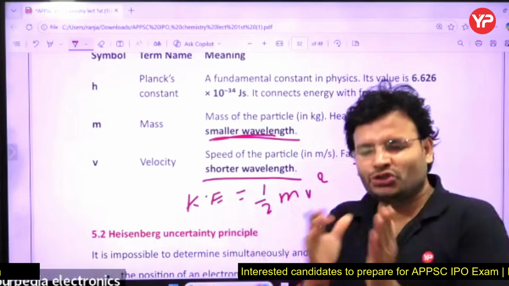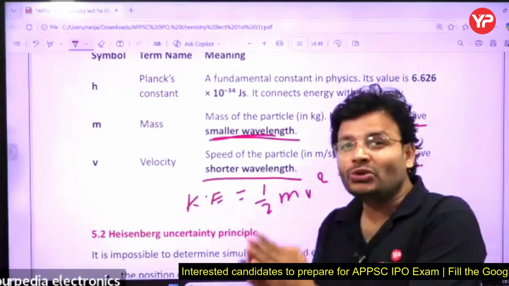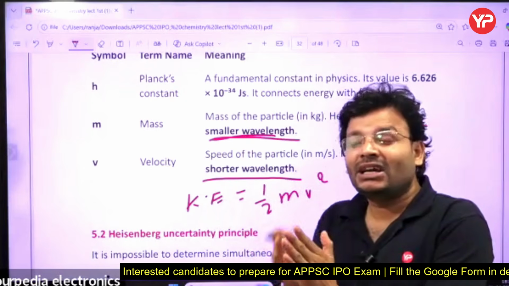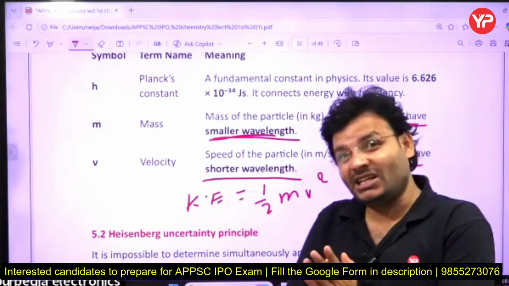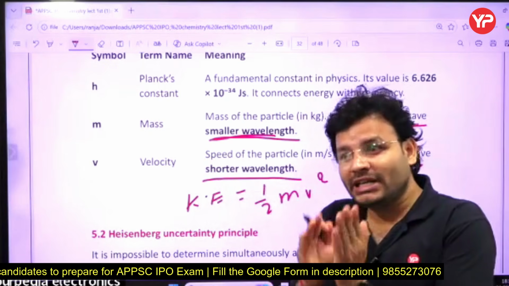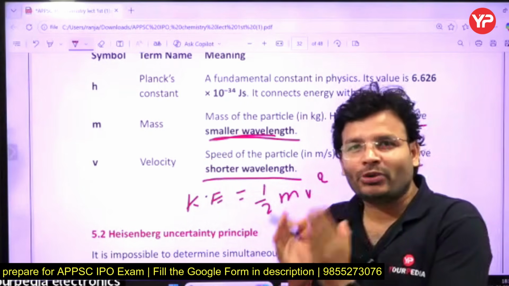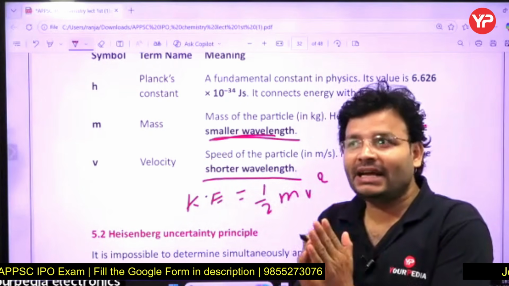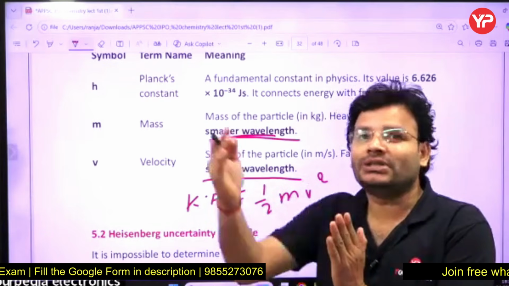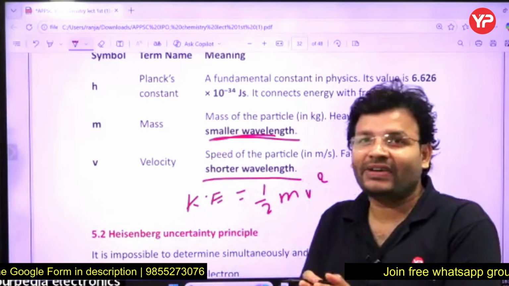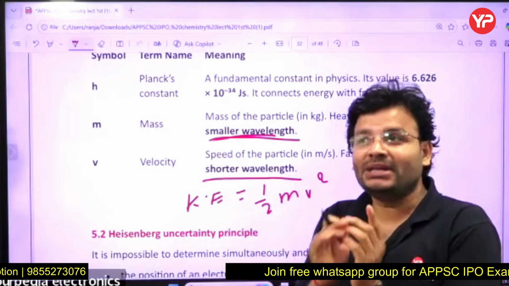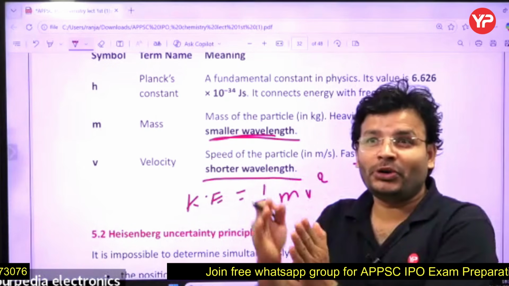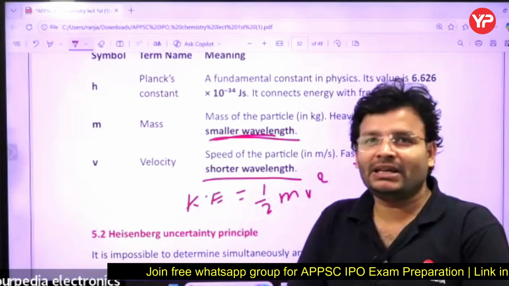Always keep in mind, shorter the wavelength, more will be the energy. That means that wave propagates a longer distance. Whenever any wave has a shorter wavelength, the meaning is that it can travel more distance. But if any wave has a higher wavelength, the meaning is that it will propagate comparatively less distance.